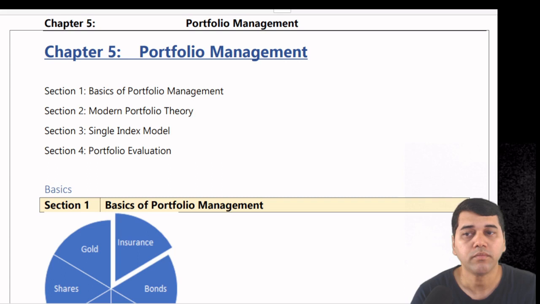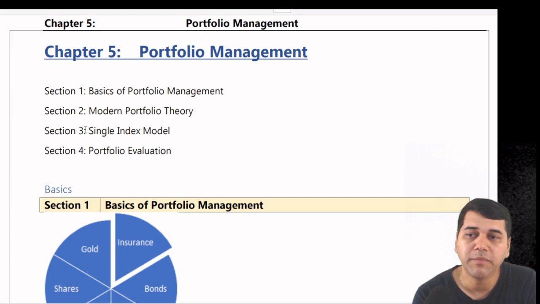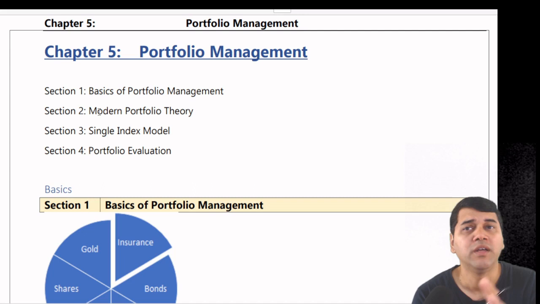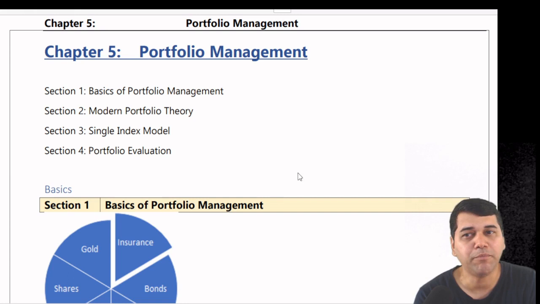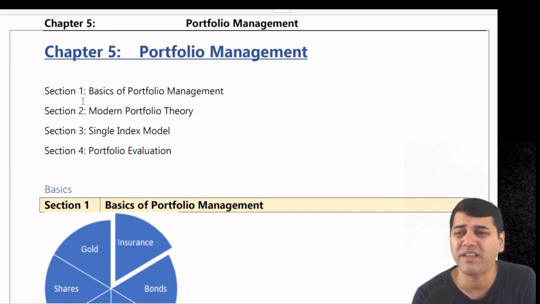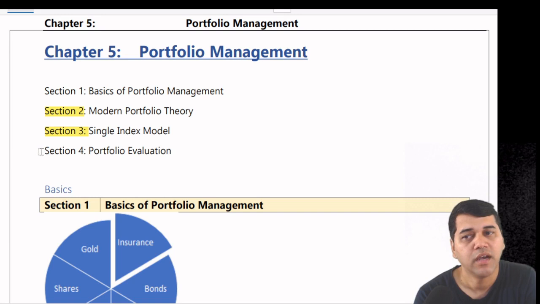What are you going to get here? As I said, 80 to 90% of the questions will revolve around these four concepts. You should be thorough. You have to create a box called portfolio management, and in that, small boxes. Basics is just theory, just an introduction. It's actually three: modern portfolio theory, single index model of Sharpe, and portfolio evaluation.